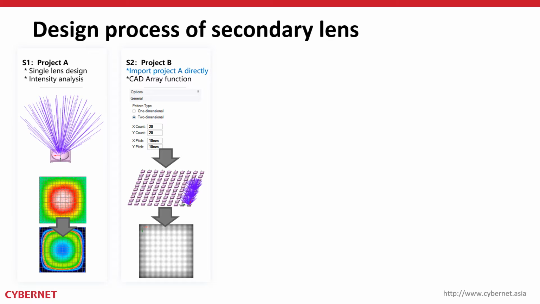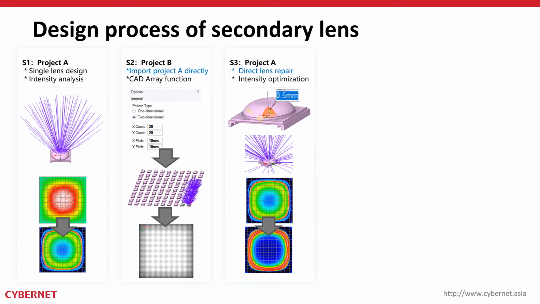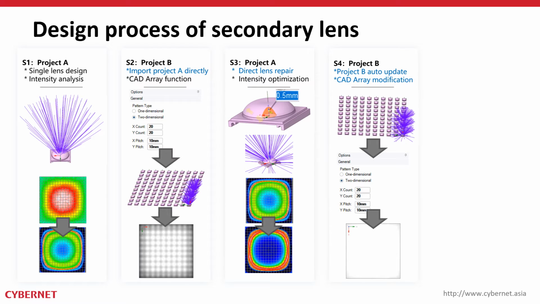In the second stage, we can easily import Project A to prepare the CAD array function. After complete simulation, we can directly repair the lens in the SPEOS to optimize the intensity in the third stage. In the final stage, the CAD array will be modified accordingly from the changes in the third stage, and we can repeat stages 3 and 4 until reaching our preferable result. From here, we can see the advantage of SPEOS of handling the full process easily.